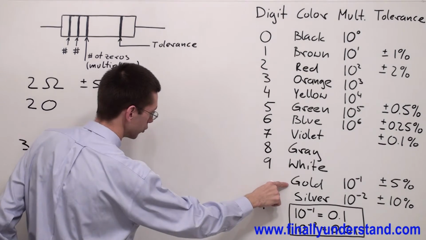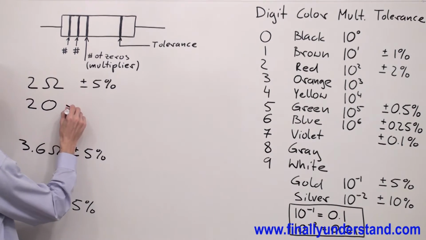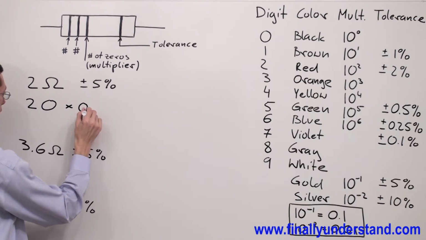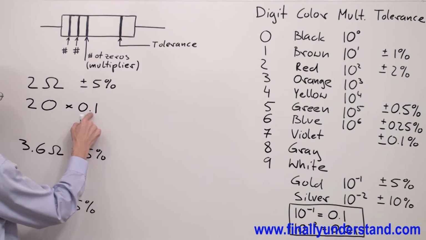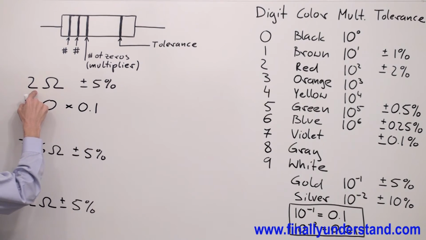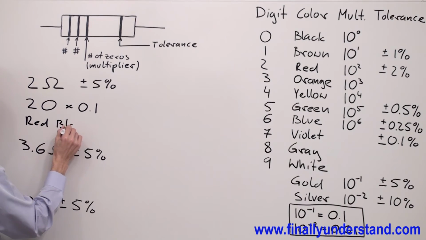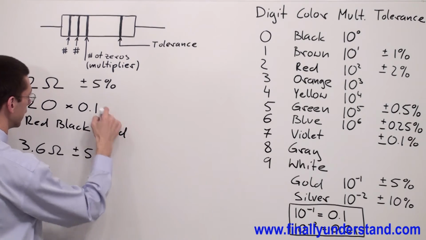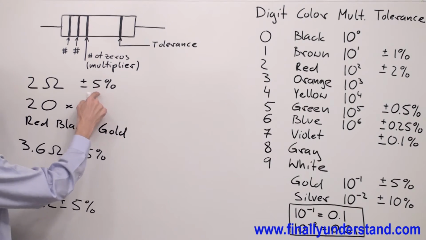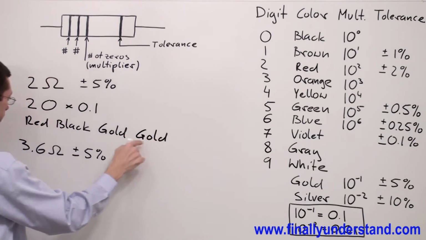This time, I'm going to use gold, because gold is just 1/10. 20 times 1/10 is going to give me 2. That's why the color code for this resistance is going to be red, black, gold, and because I have tolerance 5%, I'm going to have gold also over here.